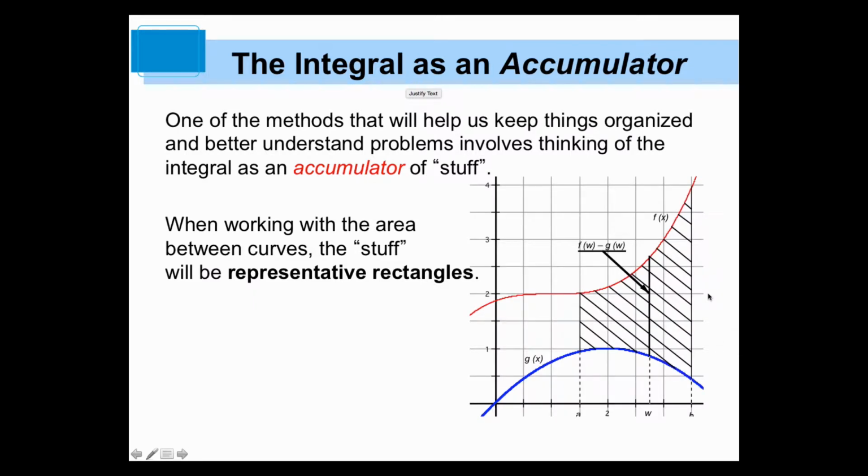Okay. So here's a problem. I've got f of x. It's in red. I've got g of x. It's in blue. It's not much different than the problem that we just looked at. This is what we call a representative rectangle. So it's a rectangle that's created from the top function down to the bottom function. And notice that the height of that rectangle is f of w minus g of w. Okay, so we picked a random point in the region that we're looking for at w, and the height of that rectangle is the top function minus the bottom function. That's why top minus bottom is so important, because it tells you the height of that rectangle.